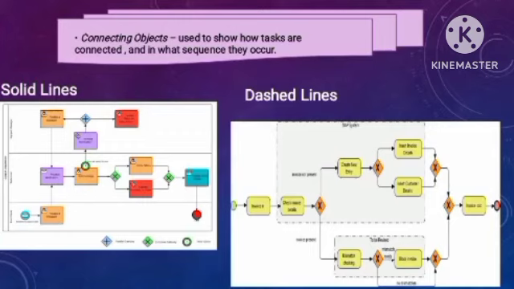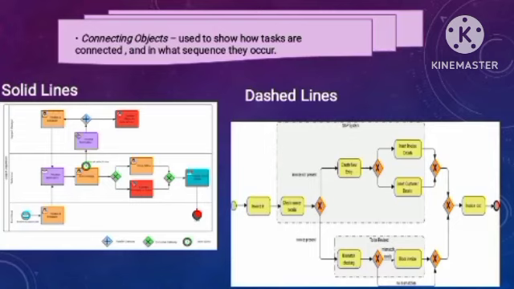And now we have the connecting objects. They are used to show how tasks are connected and in what sequence they occur. So we have solid lines and dashed lines. Solid lines show task transfers. So please refer to the image I provided. It is an example of solid lines which transfer tasks.